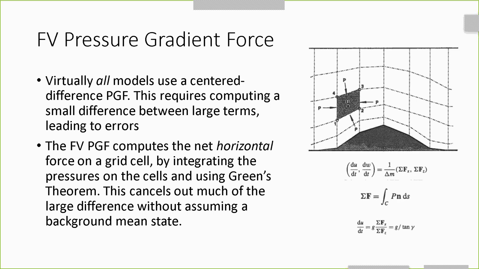But what we do instead in FV3 is take a grid cell, in this case in the FV plane, compute the forces on each face of those grid cells, integrate them, and use Green's theorem again to get an expression for the pressure gradient force in this direction. Here's one form of that. By doing this, we're able to cancel out a lot of the large differences, and not have to actually subtract them manually. That gives you a much more accurate way of computing the pressure gradient force.